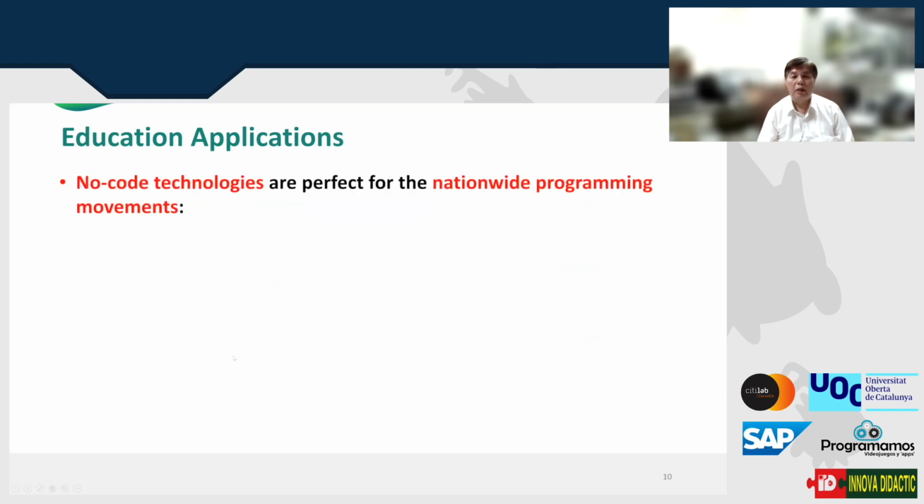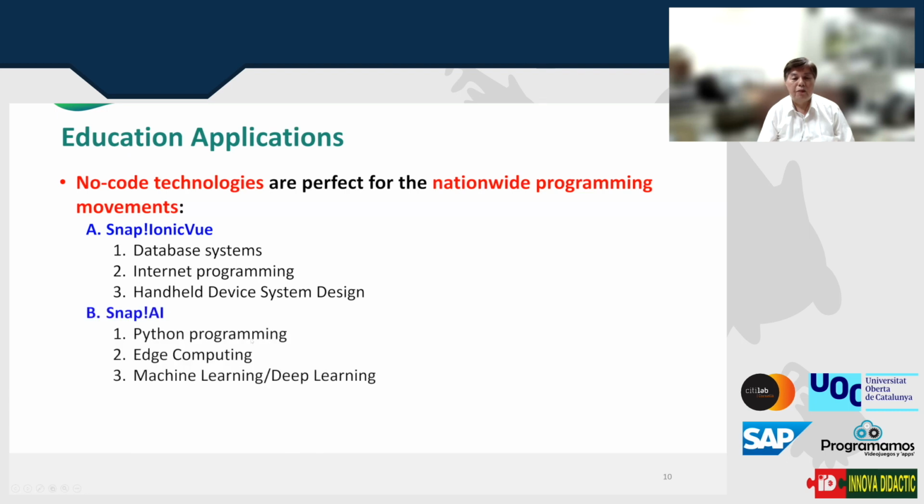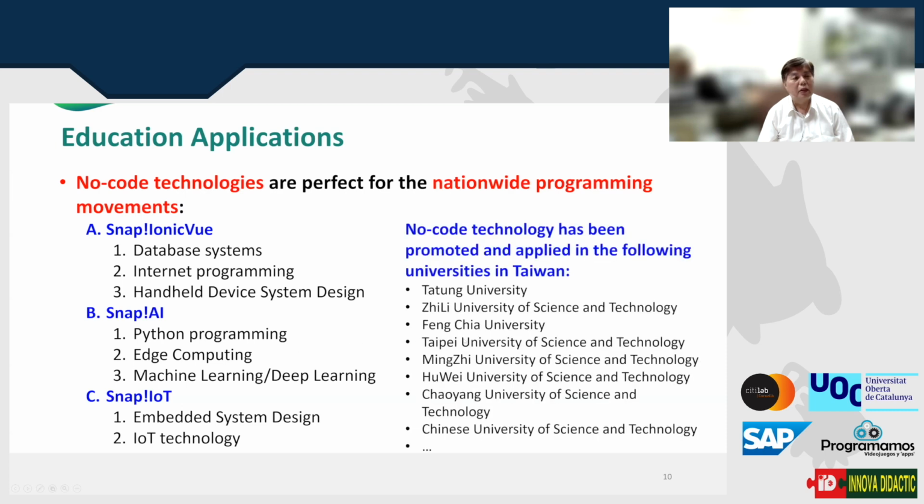In Taiwan, Snap has been used in different college courses, especially Snap IonicVue. We use it for database system design, internet programming, and handheld device system design. And for AI, we teach Python, edge computing, and machine or deep learning. And for Snap IoT, we use it in the embedded system design course, as well as IoT technology. And these are the universities which use our tool in Taiwan.